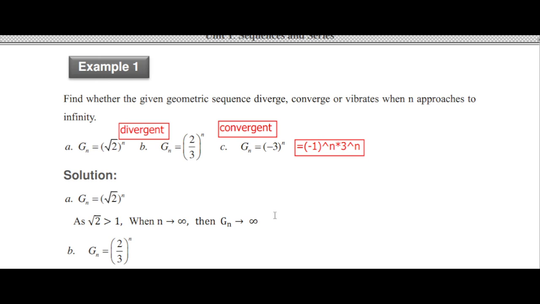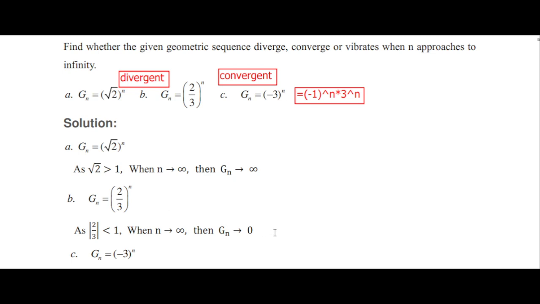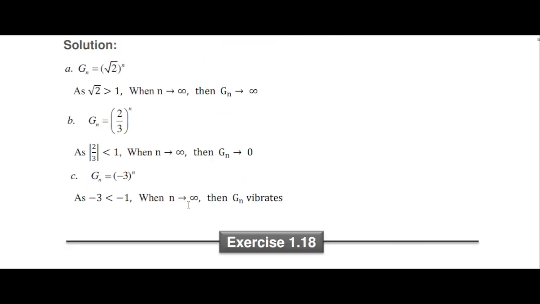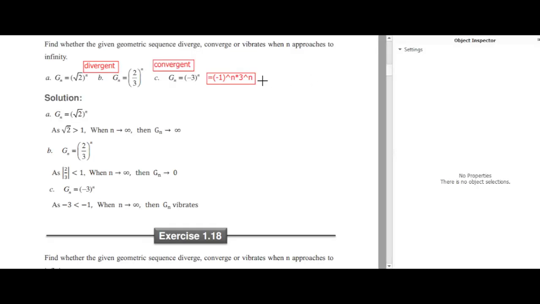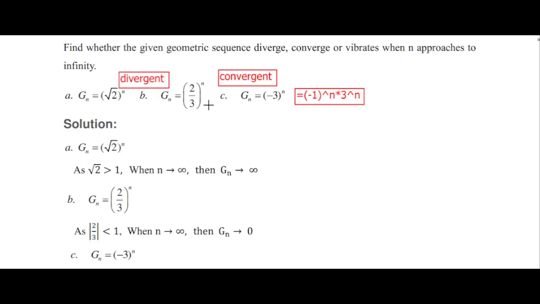Let's see: (a) infinity is divergent. (b) 0 represents convergent. Whereas (c), here we have vibrates, or oscillates. Question example number 3.